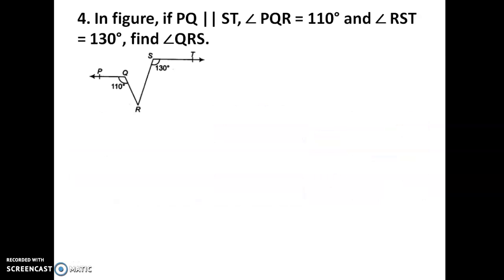Fourth sum. In the figure, if PQ is parallel to ST, angle PQR equals 110 degrees and angle RST equals 130 degrees, find angle QRS. Okay, this is the given figure. These two angles are already given. We have to find QRS, that is this angle. One more point is already given, that is PQ parallel to ST. So let's start solving.